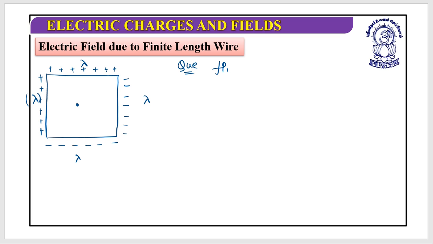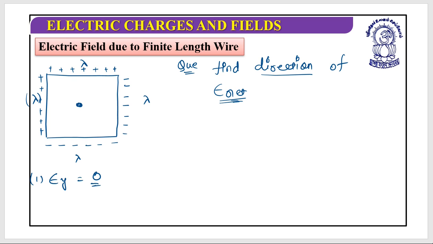You have been asked to find the direction of E net. You are interested at this point only in the direction of the net electric field. Now, how could you think about this? On a first note, you know that EY would be zero because this is a midpoint. Alpha and beta would be equal, and you need to consider only the EX case. So EY would be zero.